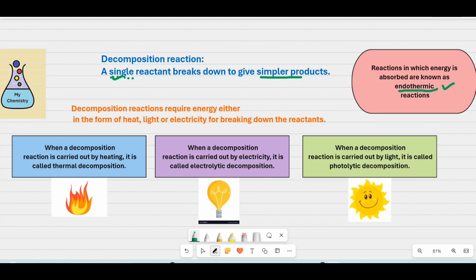Based on the type of energy we are giving, if you are giving heat energy, it's called thermal decomposition. If the energy is light, we call it photolytic decomposition. And if electricity is used for breaking down the reactant, we call it electrolytic decomposition. Any type of decomposition reaction requires energy for the breaking of the compound. Thermal, because heat is used; electrolytic, because we are giving electricity; and photolytic if we use sunlight. These are the 3 types of decomposition reactions. One important point to note is that all the decomposition reactions are endothermic in nature because we are providing energy.